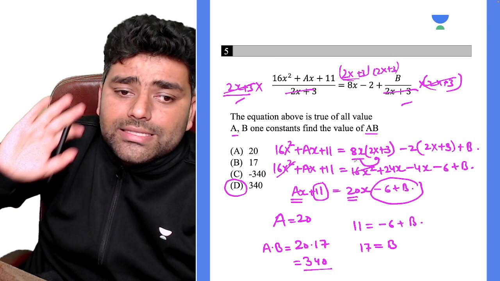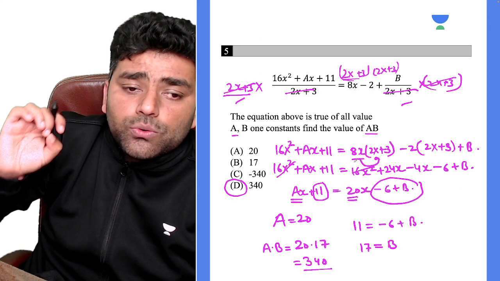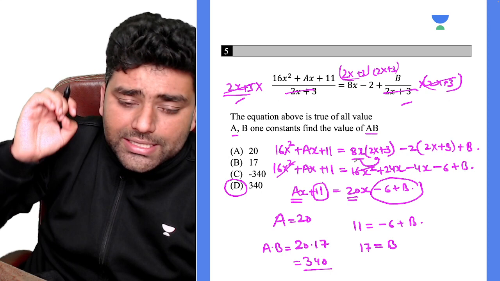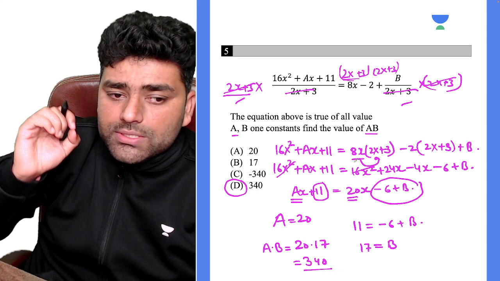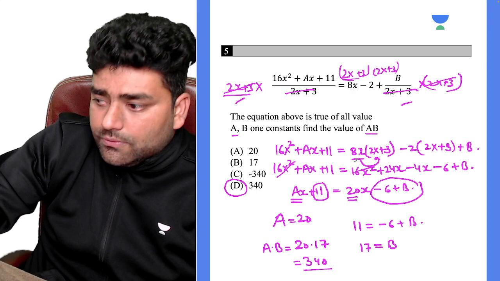So don't be scared after that, right? Just simplify. And because this equation is true for all values of a and b, you just need to compare both sides. What do you need to compare? You need to compare the coefficients of x, and you need to compare the constants from both sides, right? If you compare the coefficients of x, a is equal to 20, and 11 is equal to negative 6 plus b. Then you find a as well as b, and if you multiply a into b, that is equal to 340.